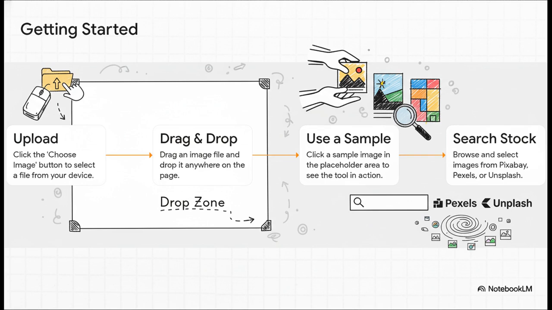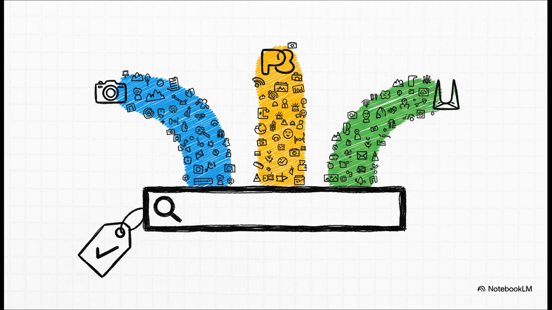If you just want to kick the tires and see how it works, you can click one of the sample images. But honestly, the most powerful option, you can search for a stock photo without ever having to leave the site. And this built-in search is no joke. It plugs you directly into these massive, high-quality libraries like Pixabay, Pexels, and Unsplash. You can search for literally anything, sort the results however you want, and get this, every image is free to use. Your well of inspiration is now basically infinite.